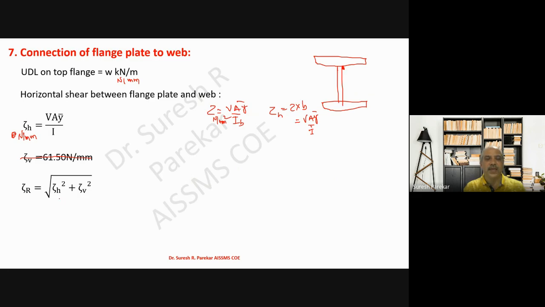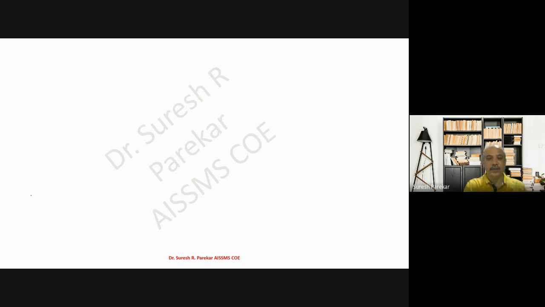So the resultant we have is root of tau h square plus tau v square, and from this tau we have to find out the length and thickness of weld. It means we have to design the weld for this value of shear force per millimeter length.